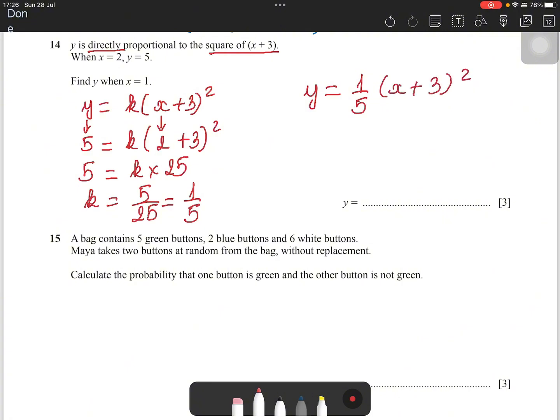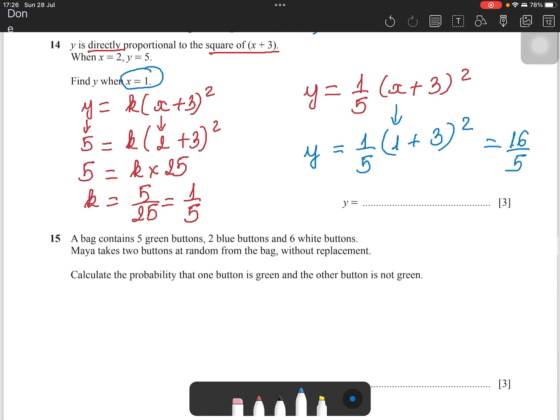Now we substitute x equals 1 into this. When x is 1, then 1 plus 3 is 4. 4 squared is 16. 16 multiplied by 1/5 is 16 over 5, or you can write 3.2.